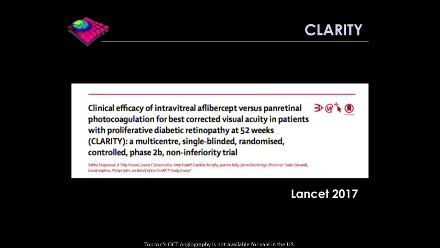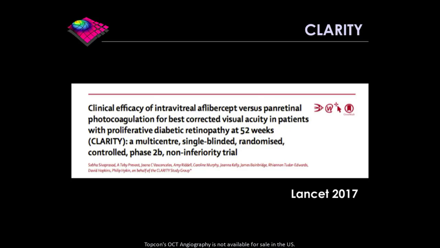If we're entering an era where increasingly we're going to use anti-VEGF in combination with pan-retinal photocoagulation for our proliferative diabetic retinopathy cases, maybe we should be using OCT and OCTA to have a better, more objective, more quantitative way to monitor treatment response.